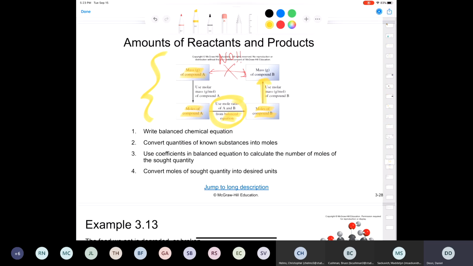So what does this hinge on? If we think about what this figure is showing, all these things that I highlighted in yellow, this and this, these are both things that we looked at last class. This here, going from moles of A to moles of B, hinges on one thing, having a balanced equation. And that is why you've always got to start by writing a balanced equation.